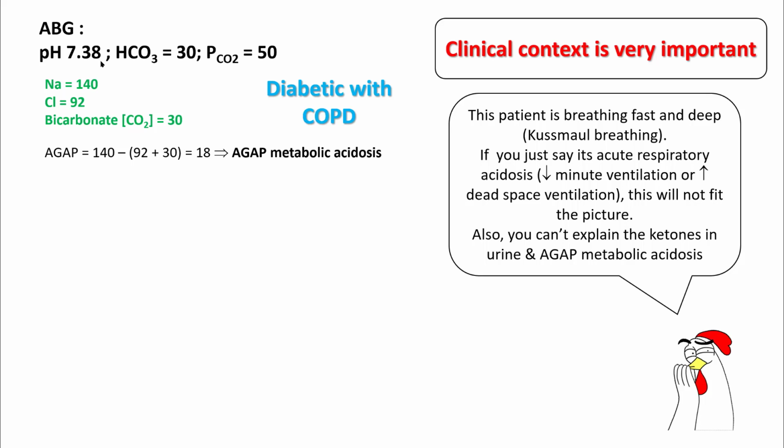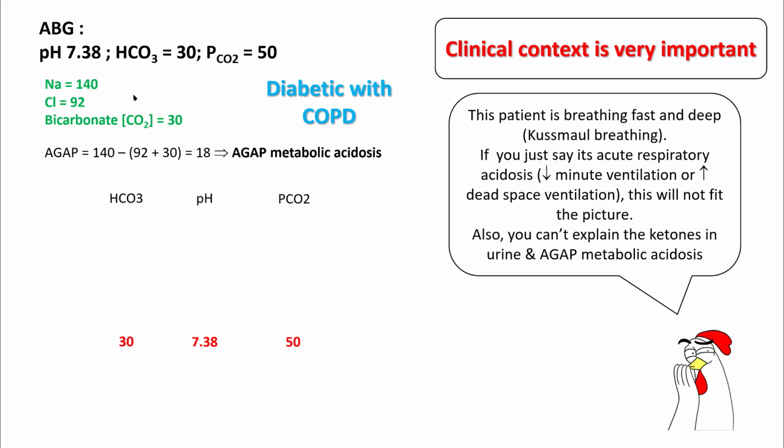Patients with increased dead space ventilation will also be breathing fast, and this patient certainly does have COPD. But then the patient would be having prolonged expiration time, wheezing, tripoding, etc., and this will not fit the picture. And you cannot explain the ketones in urine and anion gap metabolic acidosis if the respiratory problem was the only problem. So let's try to find out what happened.